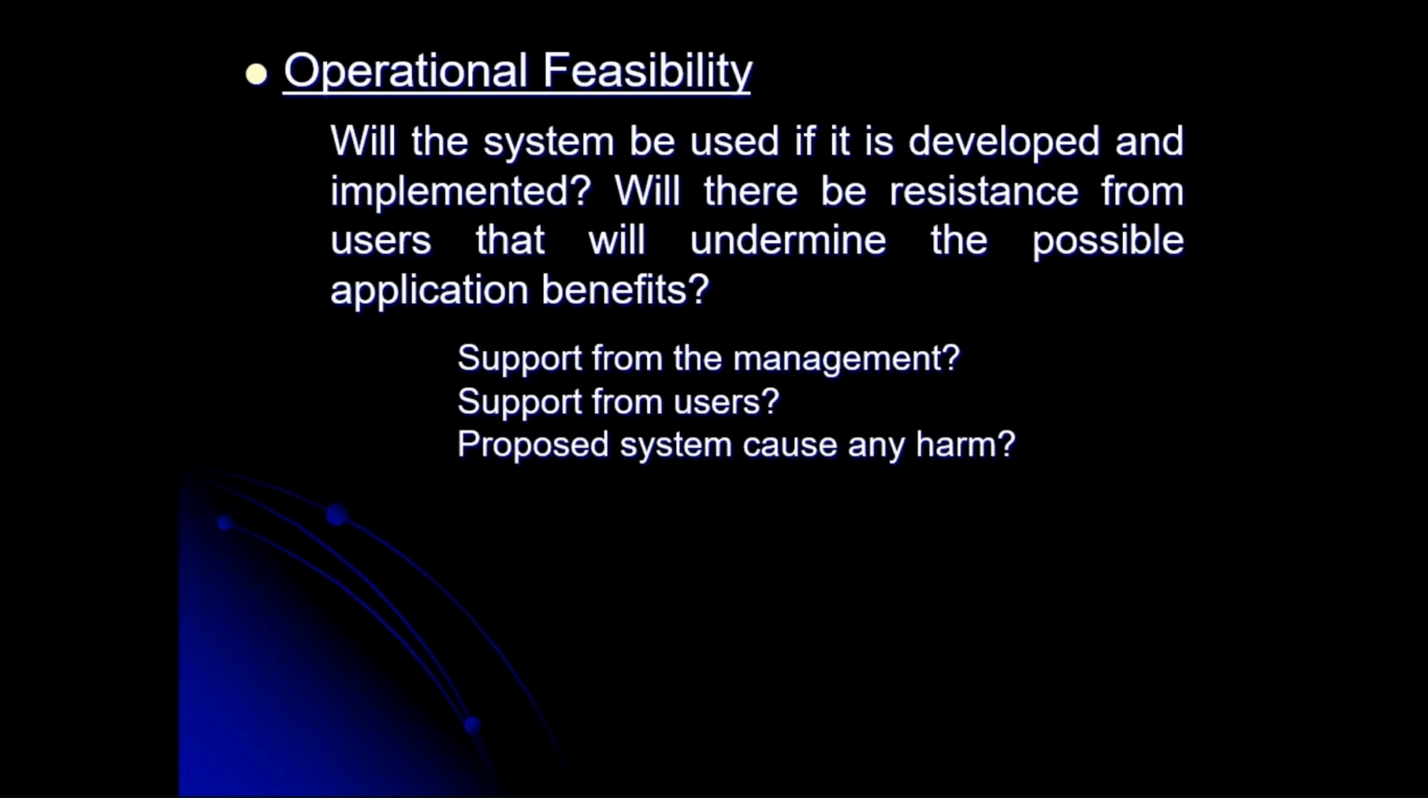Will there be resistance from users that will undermine the possible application benefits? So you check whether you can get the support from the management and from the users. Also, you need to check whether this proposed system causes any harm. If it is a harmful product that you are going to develop, you should not do such products. So that is operational feasibility. And the last one is legal feasibility.